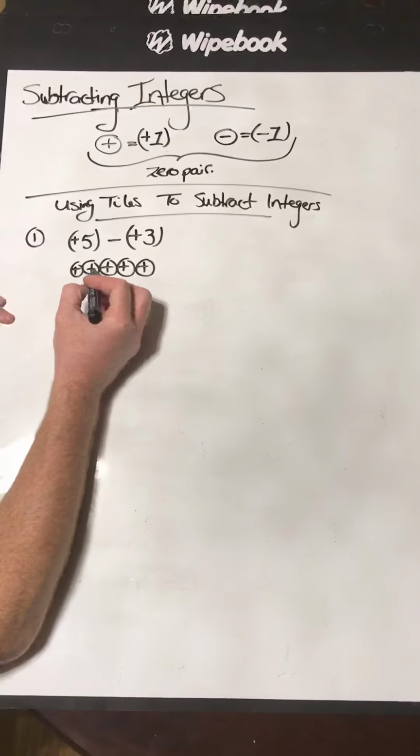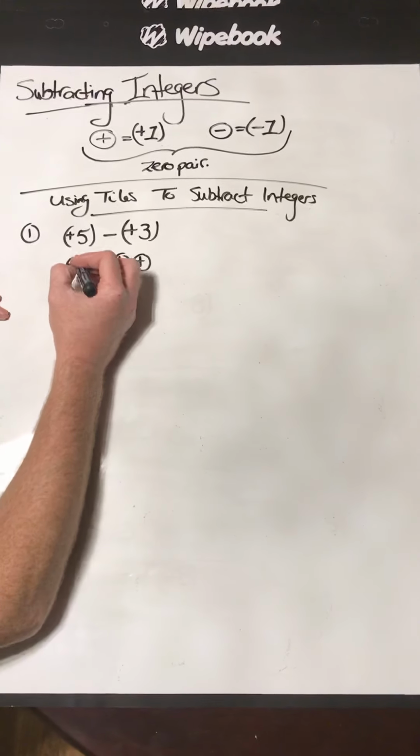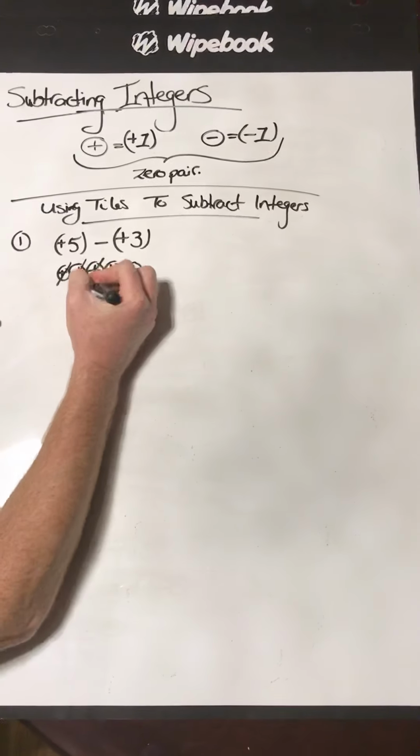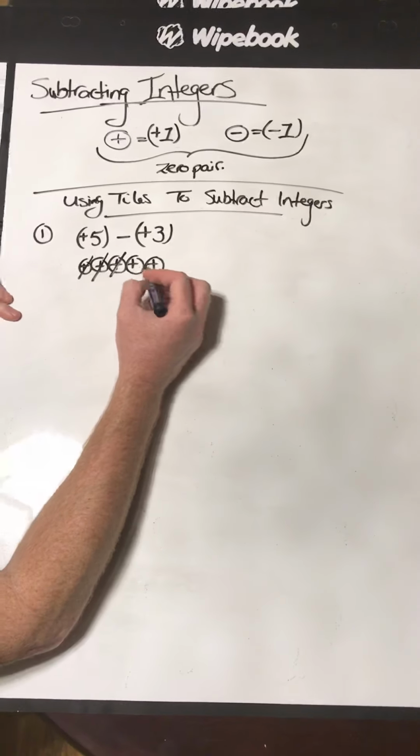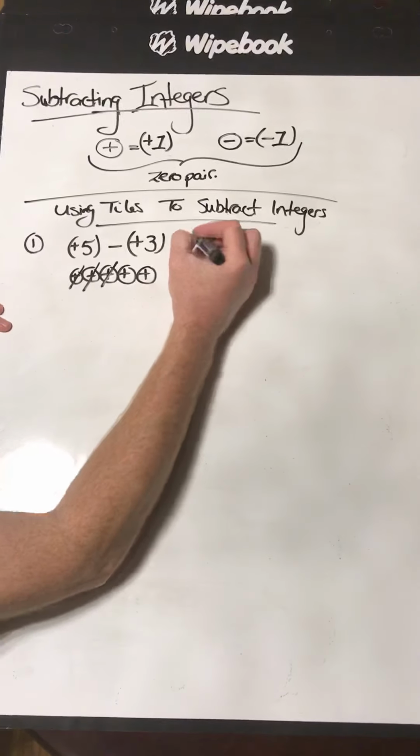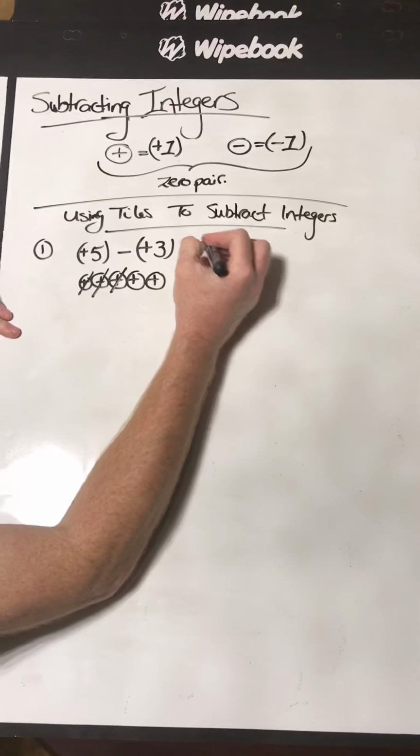So I look and yes, I have 3 positive tiles. There's 1, there's 2, there's 3. And I've subtracted those 3, and what am I left with? I'm left with 2 positive tiles. So the answer is positive 2.